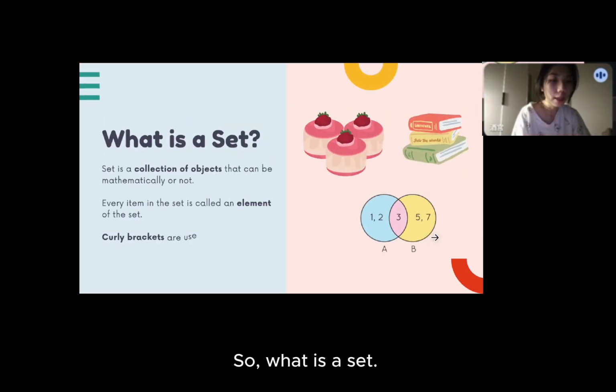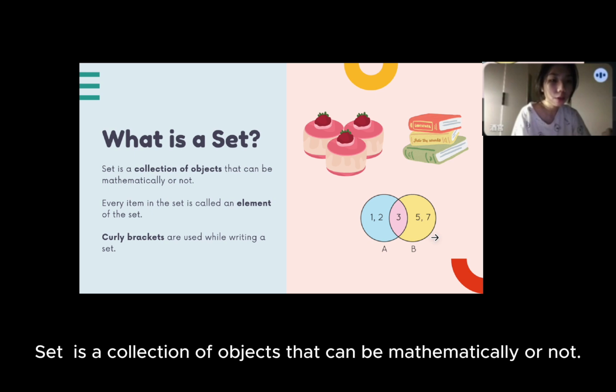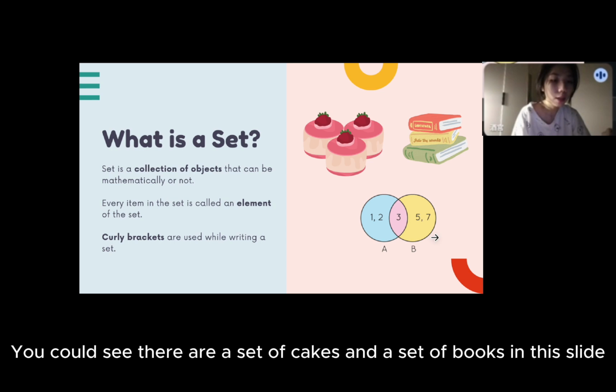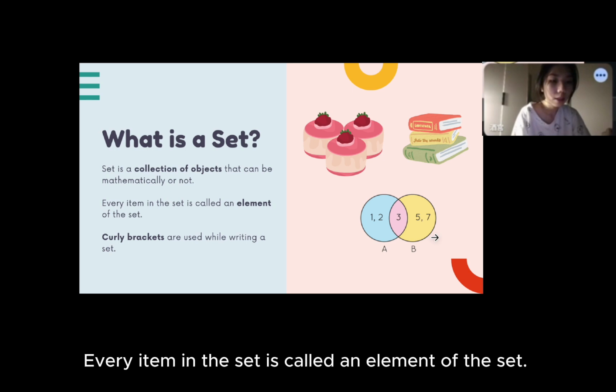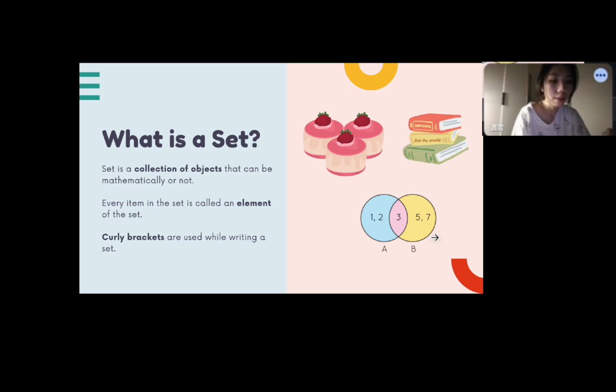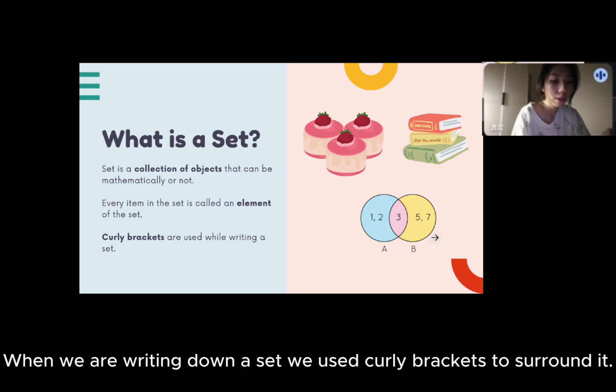So what is a set? A set is a collection of objects that can be mathematical or not. You could see there are a set of cats and a set of books in this slide. Every item in the set is called an element of the set. When we are writing down a set, we use curly brackets to surround it.